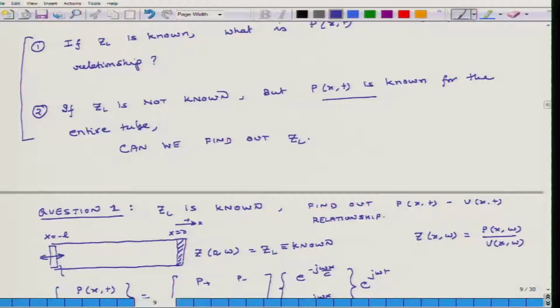Tomorrow we will address the second question, and the second question is that if ZL is not known, but we know pressure at different places in the tube, then can we calculate the value of ZL, which is the impedance at the end of the tube, and it is the material property of the termination point. So, that is the second question, and that is what we will discuss tomorrow.